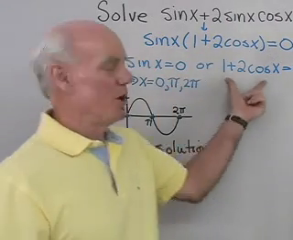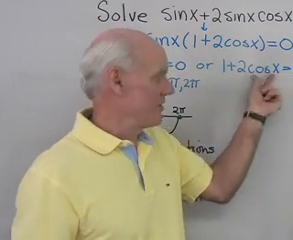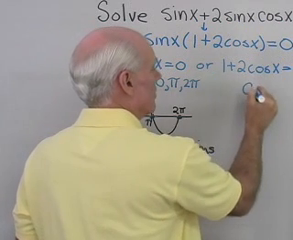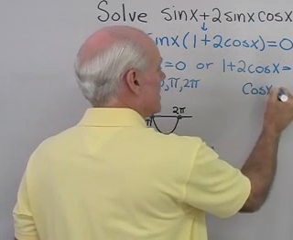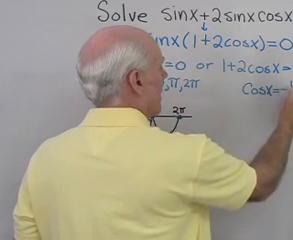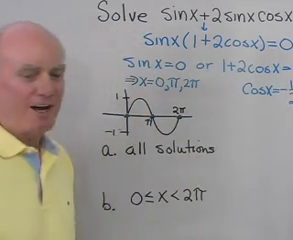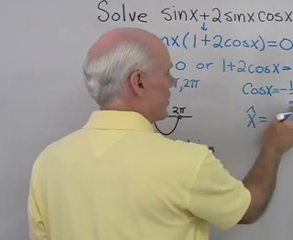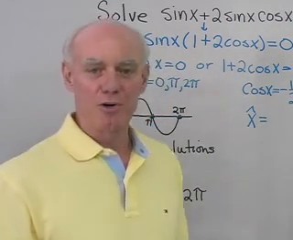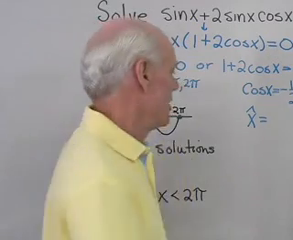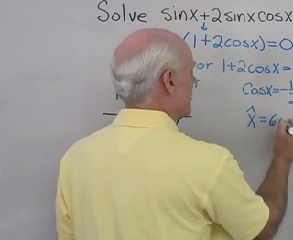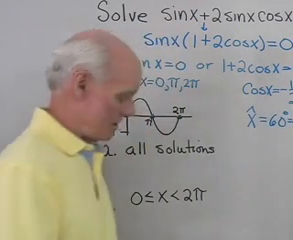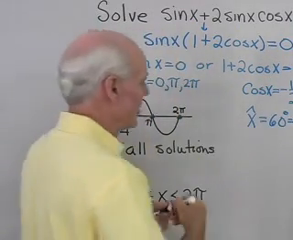Now how about this? 1 plus 2 cosine x equal to 0. Well, I have to solve for cosine x. I'll add negative 1 to both sides, then divide by 2. Cosine x is equal to negative 1/2. So that tells me that the reference angle is going to be, when is cosine 1/2? Well, cosine is 1/2 at 60 degrees. So the reference angle is going to be 60 degrees, which is the same as pi over 3. So again, I'll draw a little diagram here to help me out.